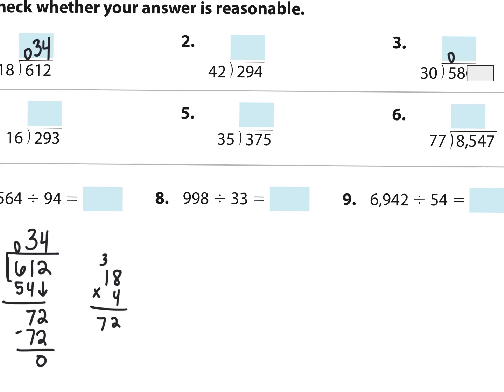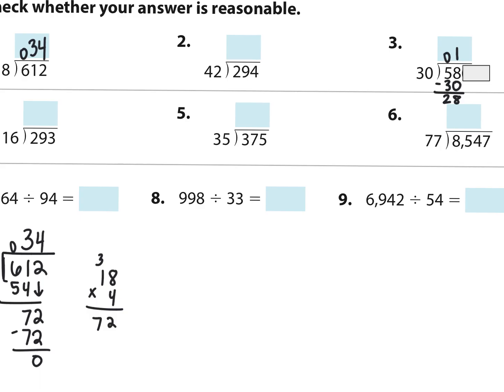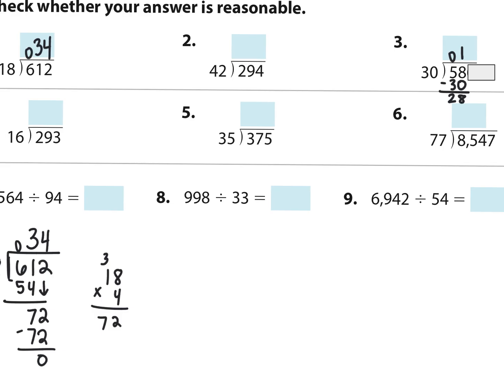Yes. Okay, I've got a really nice divisor because it's a multiple of 10, so it's really easy for me to work with. I know 30 can go into 58 only one time because 30 times 2 would be too much. So I'm going to subtract 30, and I'm left with 28. But then what do I need to do? I got to bring that other number down.